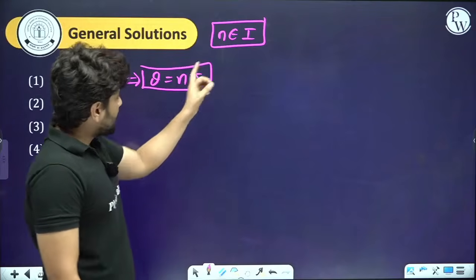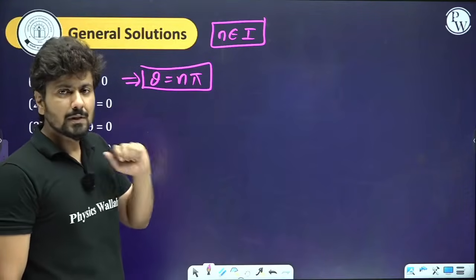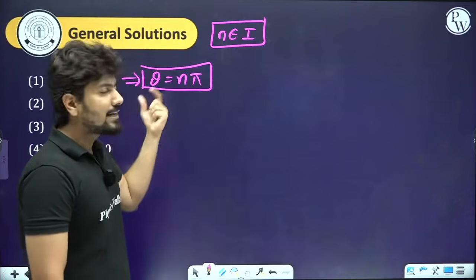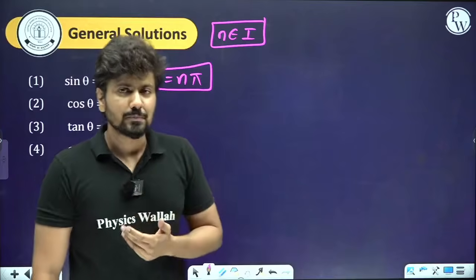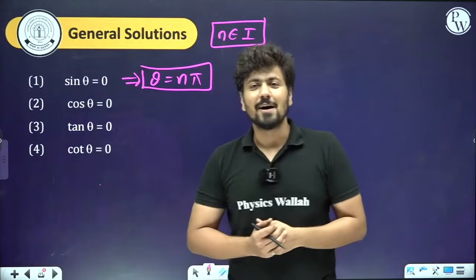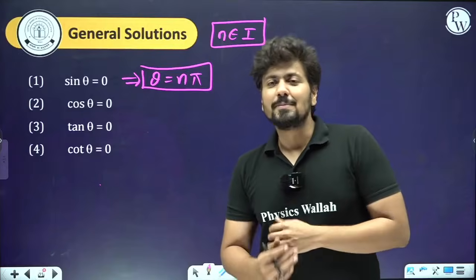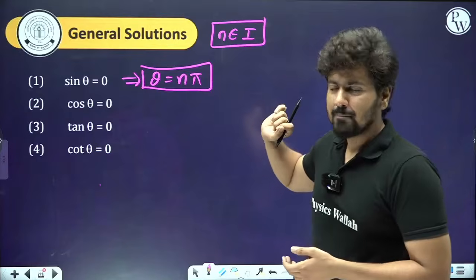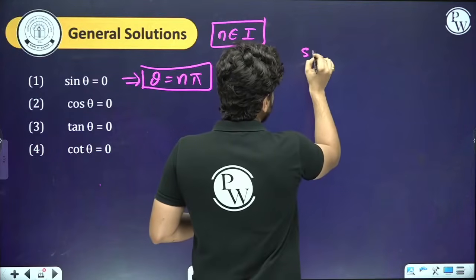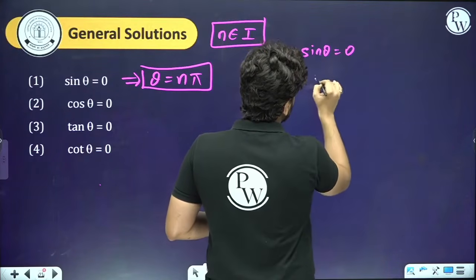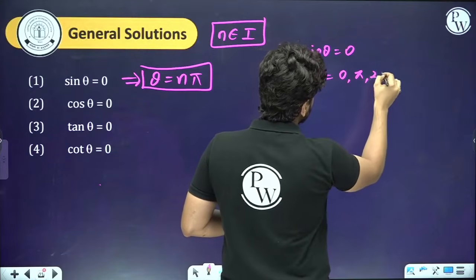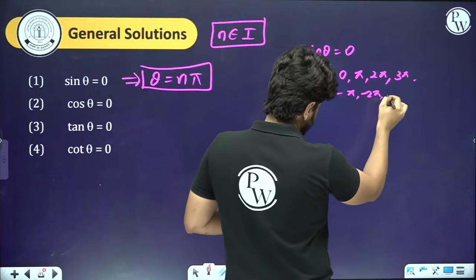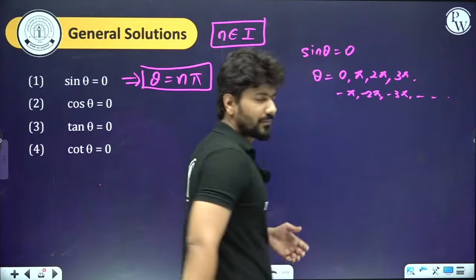Basically, if I put the value for n as 0, I will get 0 only. If I put the value for n as 1, I will get pi, then 2 pi, then 3 pi. Also, if I put the negative values of n like -1, -2, then we will get minus pi, -2 pi, -3 pi. So basically, all of these are the solution of sin theta is equal to 0, right? I hope all of you know that sin theta becomes 0 for theta is equal to 0, pi, 2 pi, 3 pi, 4 pi, and so on, and also minus pi, -2 pi, -3 pi, and so on, right?